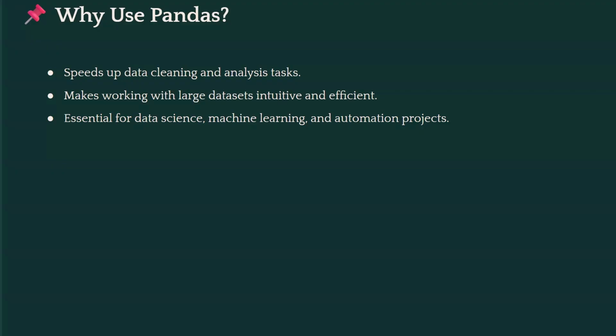So Panda provides you that. Make work with large data sets intuitive and effective. Efficient, in fact, I can say. So basically, when you have a large set of data, Panda makes it very easy for you. You can easily work on those data. You can work on different columns. You can create your own columns, like visualization, everything. It becomes easy with Panda. That's why I said Panda is very important, essential for data science, machine learning, and automation projects. So mostly in all of the projects, Panda is used.